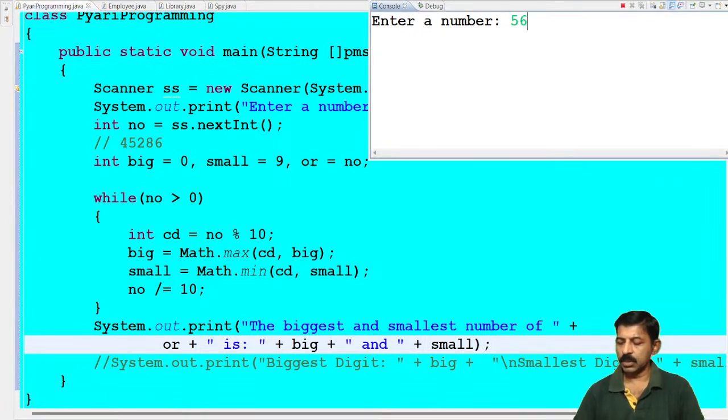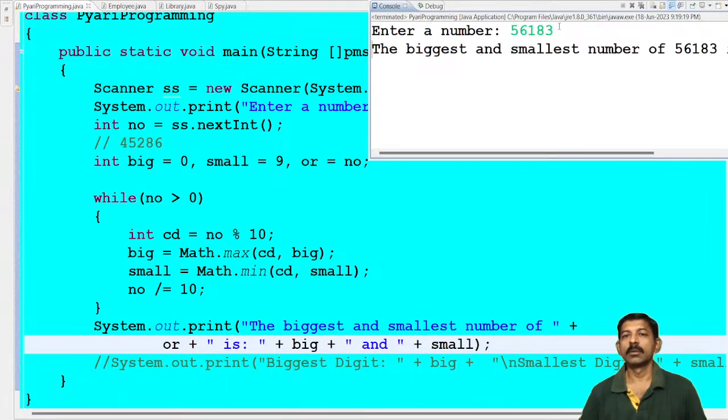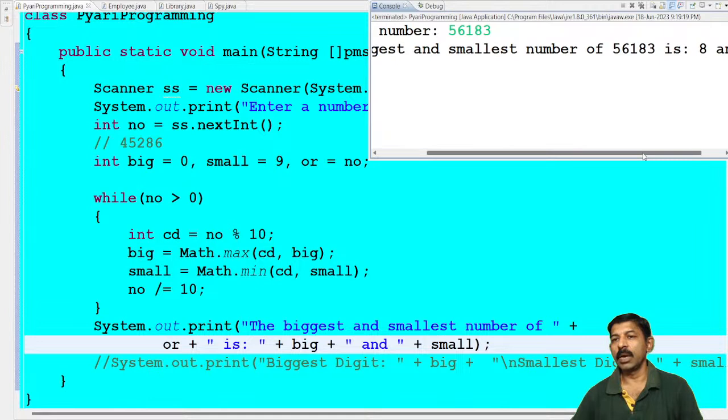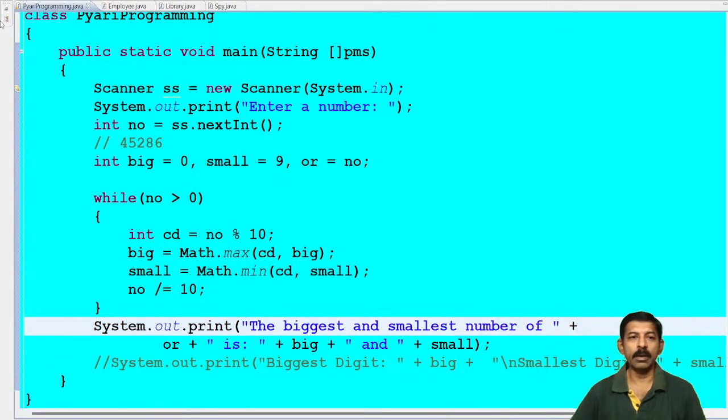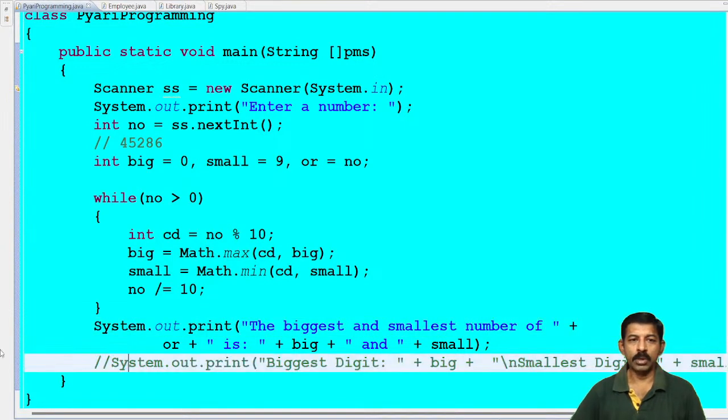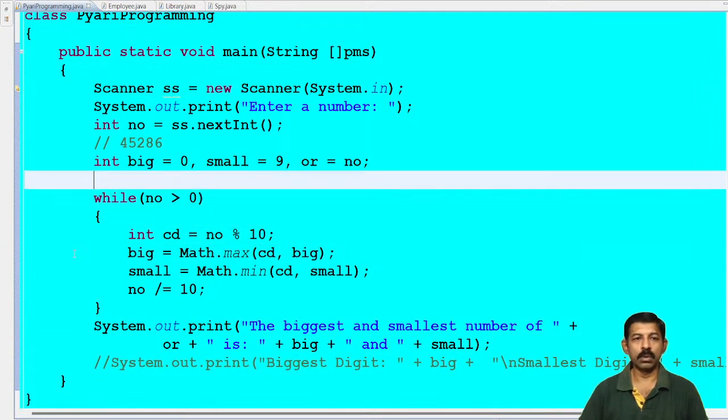Now I am giving 5 6 1 8 3. I'm just copying this to make the dry run. The biggest and the smallest number of 5 6 8 3 1 is 8 and 1. Okay, let's do the dry run. I'm doing the dry run over here for all of you.